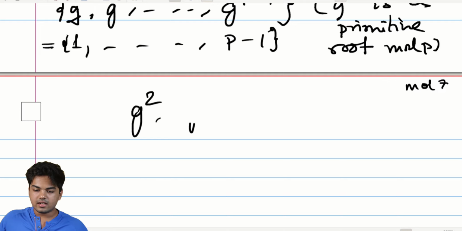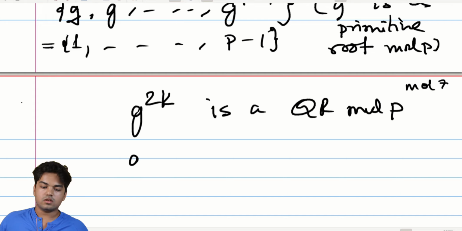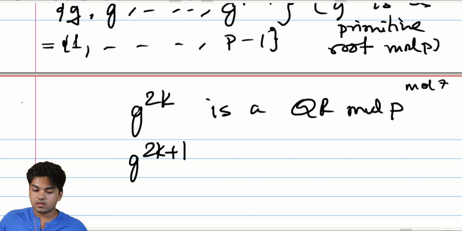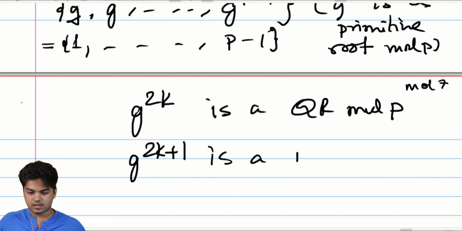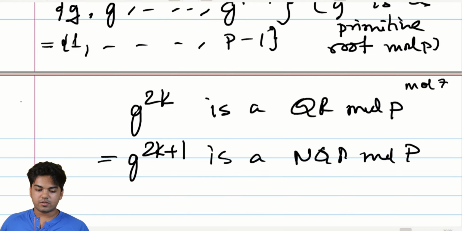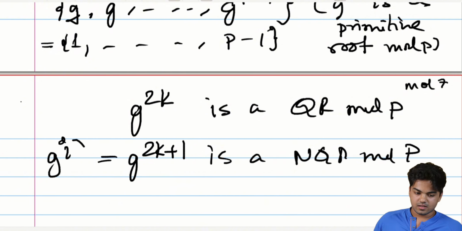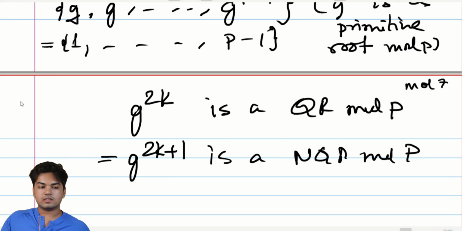So generally, G to the 2k is going to be a square, a QR mod P. But also, if you had a G to the 2k plus 1, this is not a quadratic residue mod P. How could it be? If it was the square of something, it would have to be... because everything is a power of G, if it was the square of something, it would be an even power, right? So this gives a very easy visibility test.